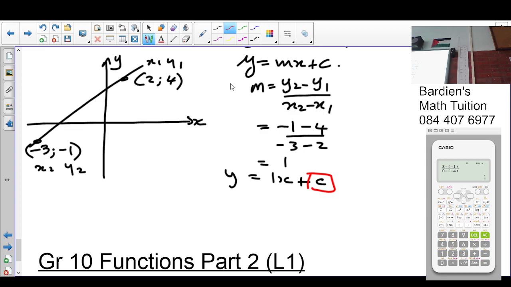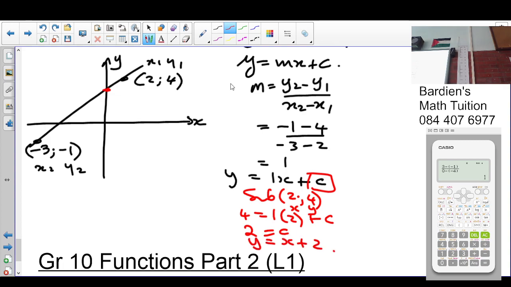Although it looks like a 3, we can't just assume we know the y-intercept value. So what do we do? We substitute one of the 2 points. I'm going with 2 and 4, an x and a y. So 4 is equal to 1 times 2 plus c. So c is 2. You see, I was even wrong there. So y is equal to x plus 2.